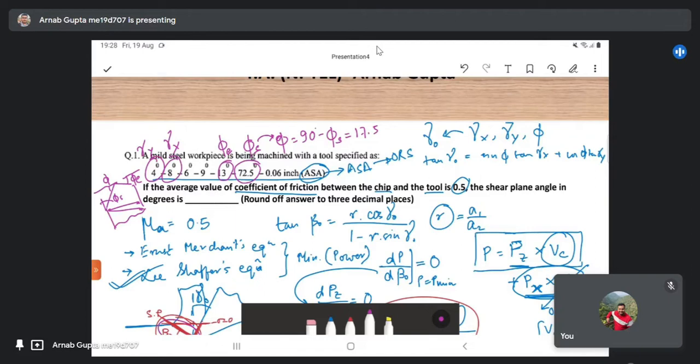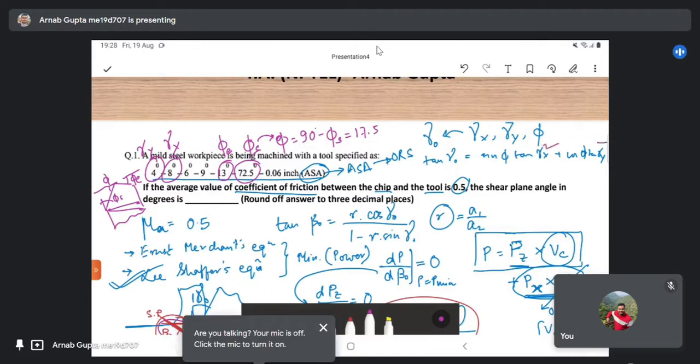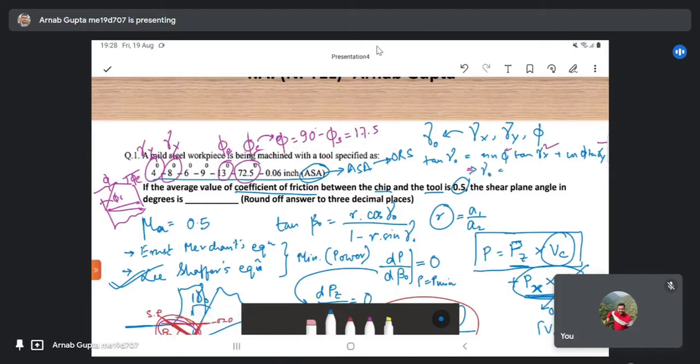Yeah, now you have all the values. You have gamma x, you have gamma y from here, and you also have phi. So from here you will get gamma naught is equal to 6.22 degrees. Okay, so if you plug in the values, you will just get it.